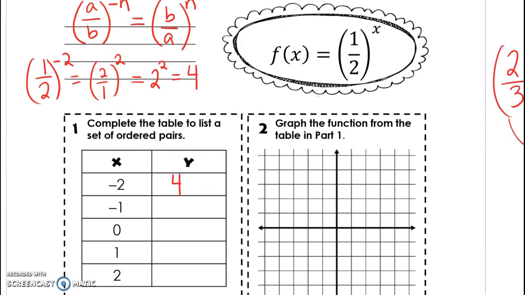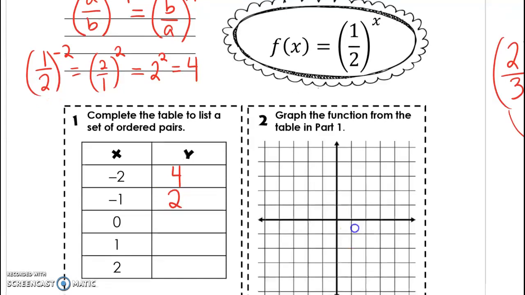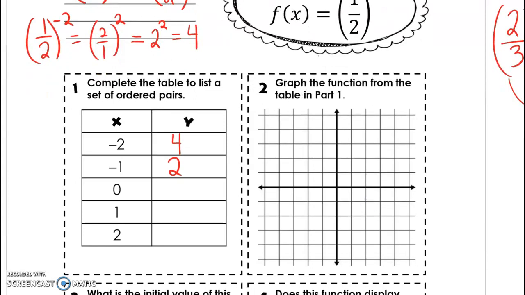So then 1/2 to the negative 1 power would flip to 2 over 1 to the positive 1 power, which would be 2. Anything to the 0 power is 1. 1/2 to the first power is 1/2. 1/2 to the second power is 1/4. Graph it. What do you notice this time? It's going down, which is going to lead us to that word called decay.